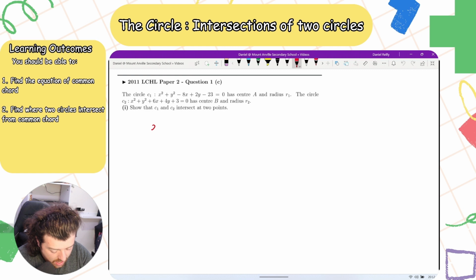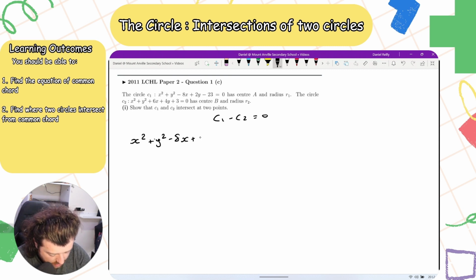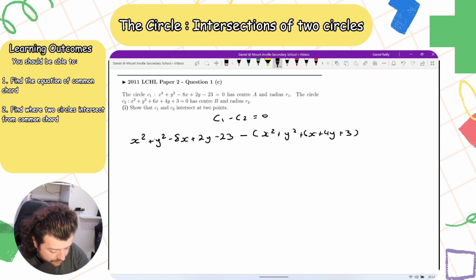So subtract the two circles. So C1 minus C2 equals 0. So I have x squared plus y squared minus 8x plus 2y minus 23, subtract x squared plus y squared plus 6x plus 4y plus 3. So x squared minus x squared is 0. Y squared minus y squared is 0. Minus 8x minus 6x is going to be minus 14x. Then 2y minus 4y is going to be minus 2y. And then finally, minus 23 minus 3 is going to be minus 26 equals 0.